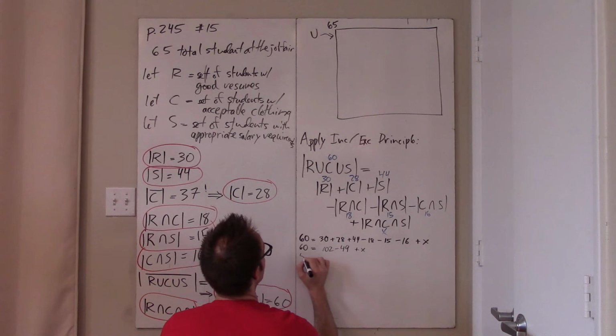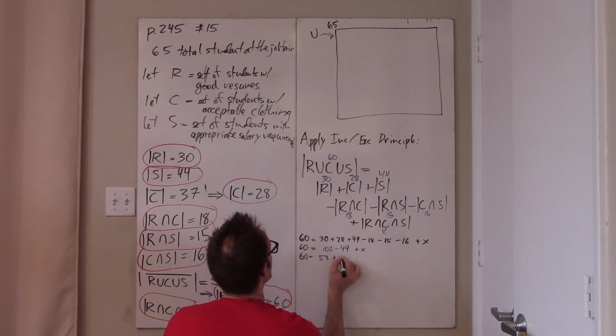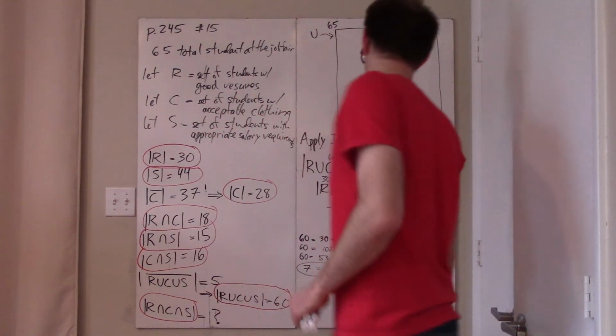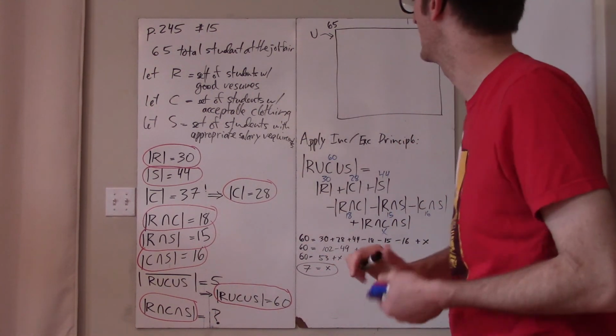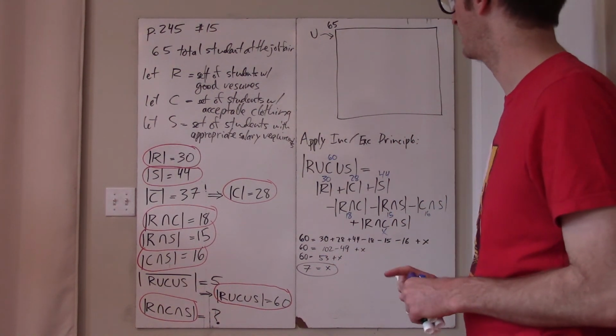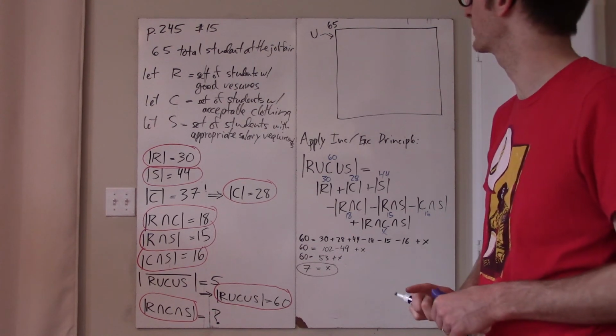51, 53, yeah. So 60 is 53. So X is 7. Okay, and then the answer is, therefore, that there must have been 7 people who were in all 3, that met all 3 requirements, and those 7 people were offered interviews.